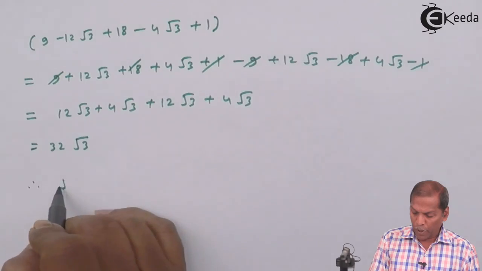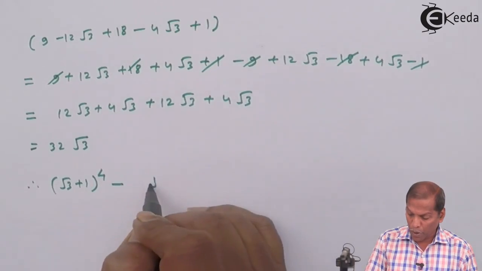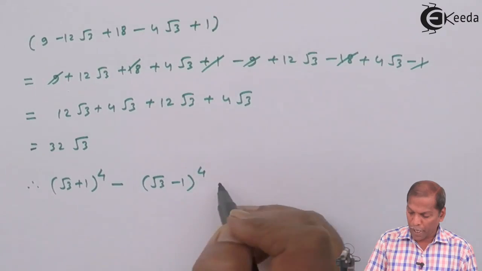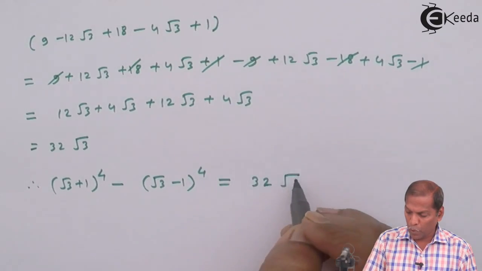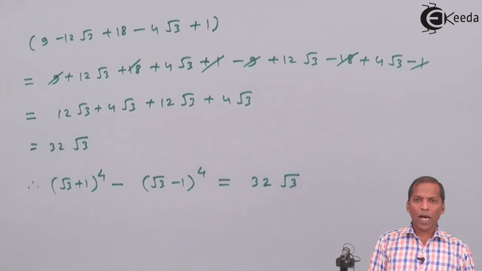So in this way we get (root 3 plus 1) whole bracket raise 4 minus (root 3 minus 1) whole bracket raise 4 is equal to 32 into root 3. This is the required solution for the given problem.